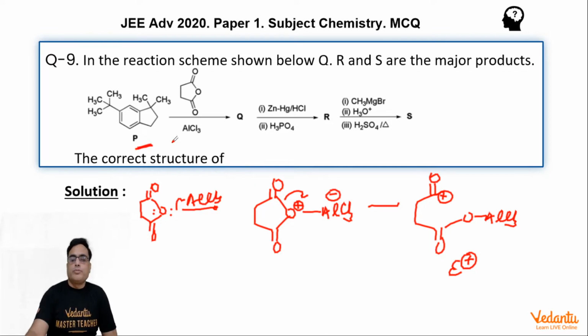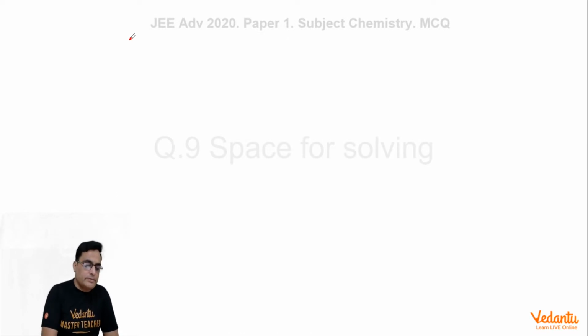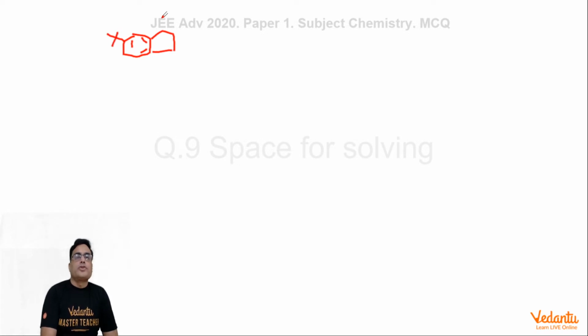Look at the starting compound properly because we are going to copy it on the other page. The starting compound is this. The starting compound has one benzene ring, one 5-membered ring fused with this. Here we are having a tertiary butyl group, and here 2-methyl substituents are present, right? Now this electrophile will come. The electrophile is an acylium cation actually, right? AlCl3 is already coordinated.